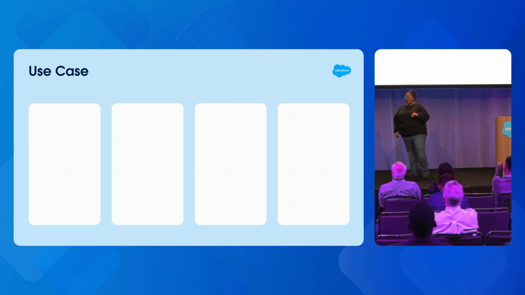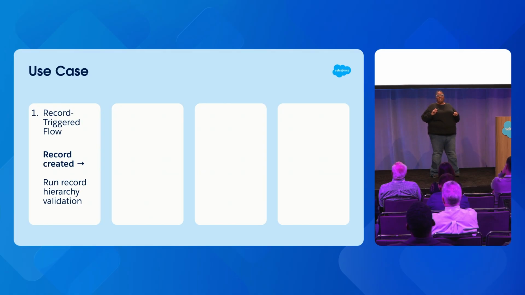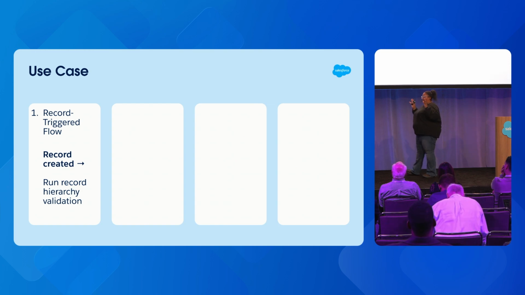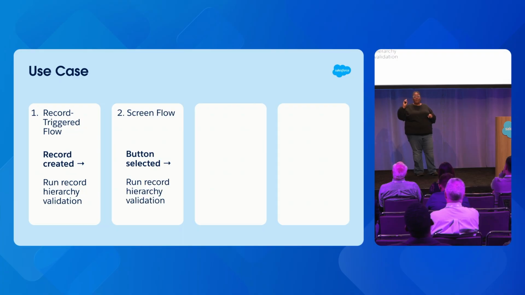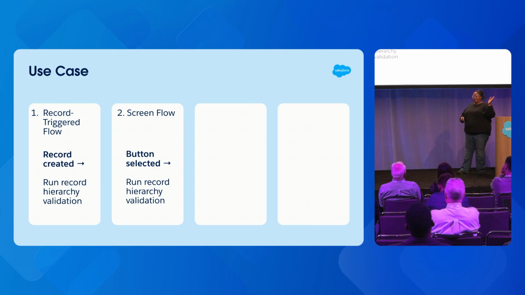So here's the use case. I had a situation where I was asked, every time a record is created, I want to run a validation on the hierarchy. So I gathered all the requirements, I have all the details for it. Created it, ran really well for a year. Time went on, they said, we now want to do it on demand. So then that involved a screen flow with a button trigger. So I created that and put that same logic within that screen flow.